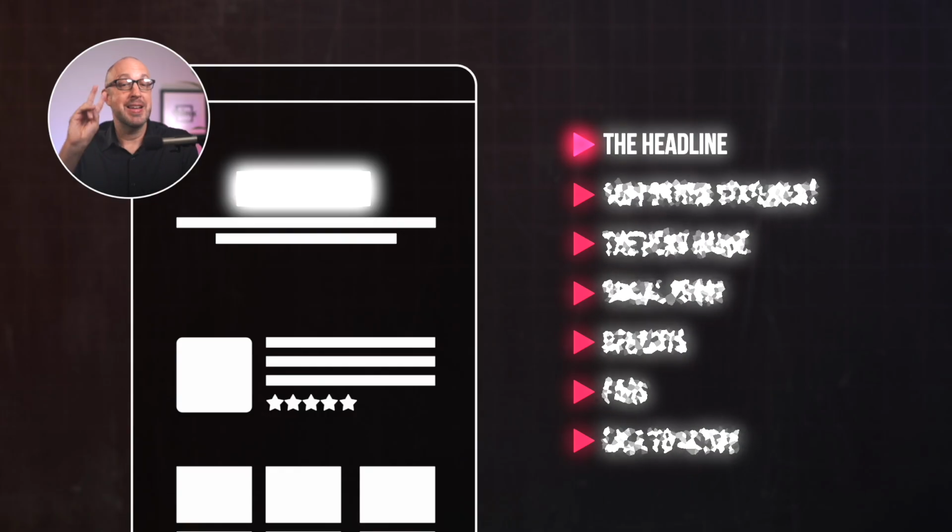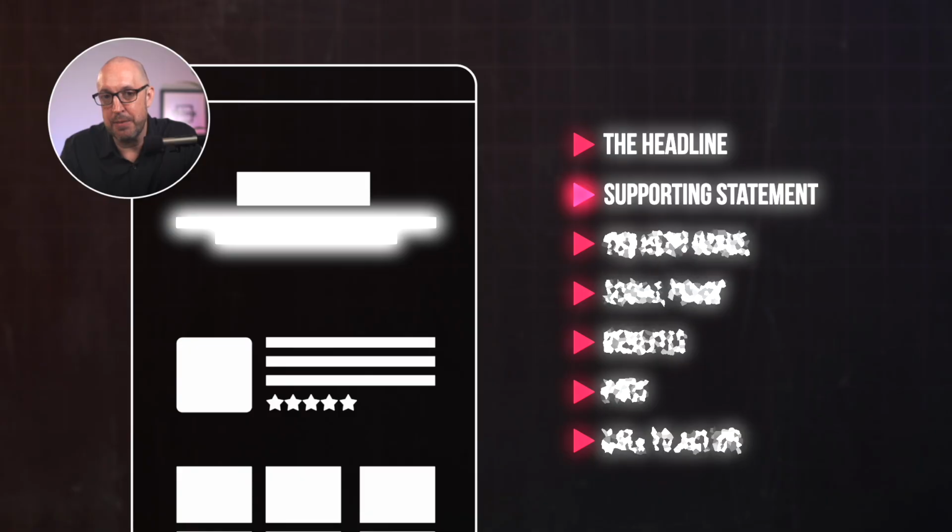That brings me to number 2, the supporting statement. Once you've got their attention, you need to explain how you actually can help them. This is usually 1 or 2 short sentences underneath the headline. Think of this as your elevator pitch. Who do you help? How do you help them? And why should they care about you? Nobody visits a lawyer's webpage wanting to read complicated legal jargon, so keep it simple.